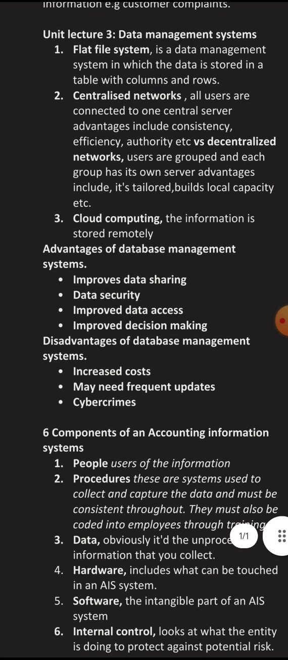And then the next thing that we look at is data management systems. So we have 3 data management systems. We have the flat file system, we have the centralized networks versus decentralized networks, as well as cloud computing, right? So with the flat file system, it is a data management system in which the data is stored in a table with columns and rows. So with the flat file system, you could think of CRJs, CPJs. We are just putting the data in a table that has columns and rows, right? It's just the basic way of collecting the data, storing the data. So that's what a flat file system could look at.